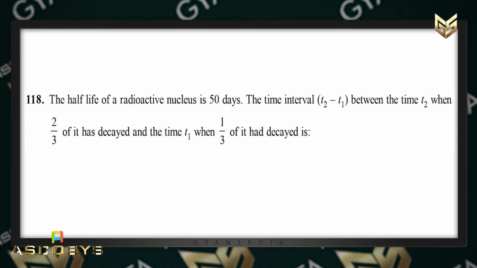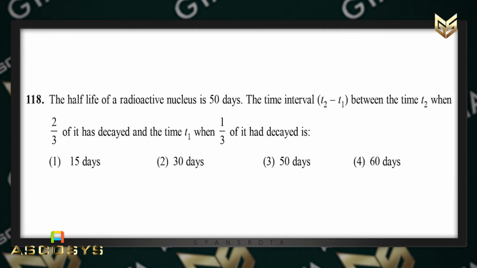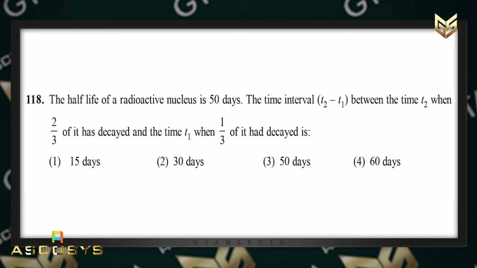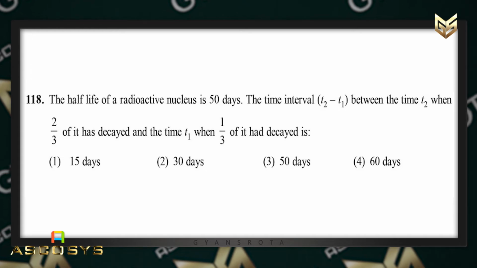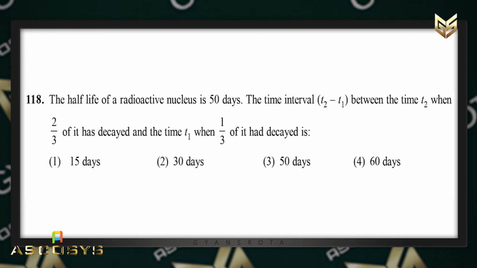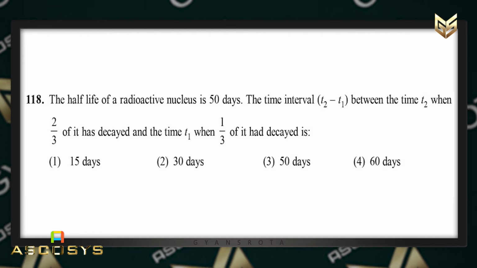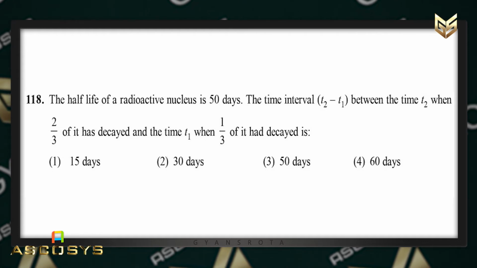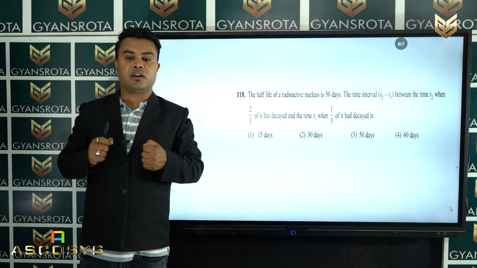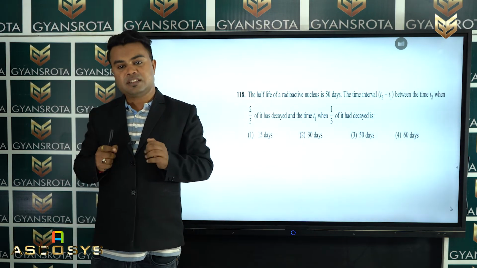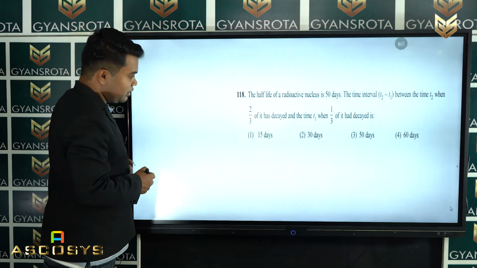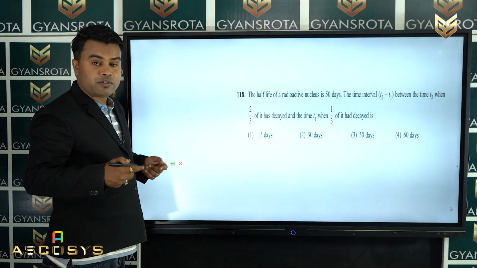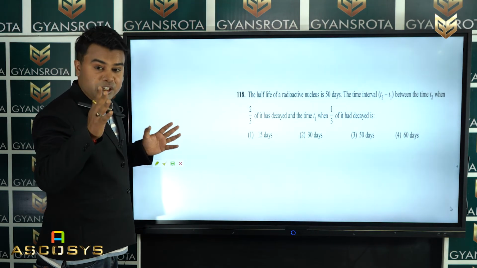The half-life of a radioactive nucleus is 50 days. The time interval T2 minus T1 between the time T2 when 2 by 3 of it has decayed and the time T1 when 1 by 3 of it had decayed is. Now you need to calculate the time again, the total time. So how you are going to do this one? You are going to use the concept of half-life, that is from the chapter nuclei.